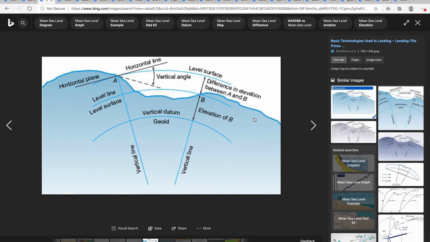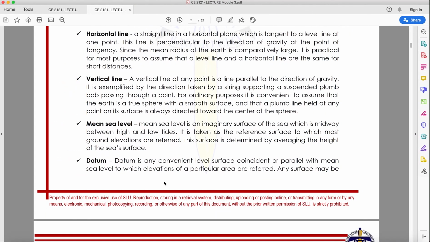When we say plumb line, you hold a string with a weight on it, and the direction of your material is always downwards, always to the center of the earth. Therefore, that is your plumb line. It is a straight line always directed towards the center of the earth. So at this point, this is my vertical line. At this point, this is my vertical line. It is always directed towards the center of the earth.